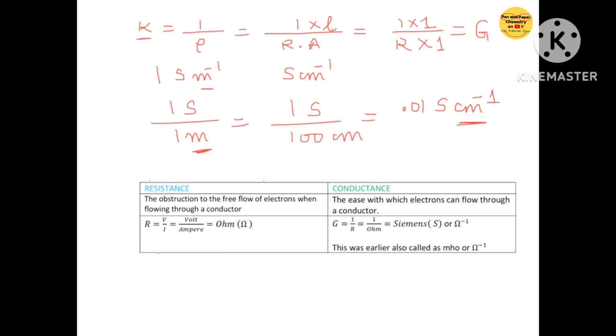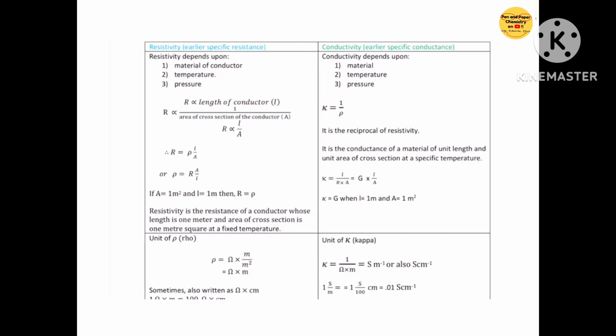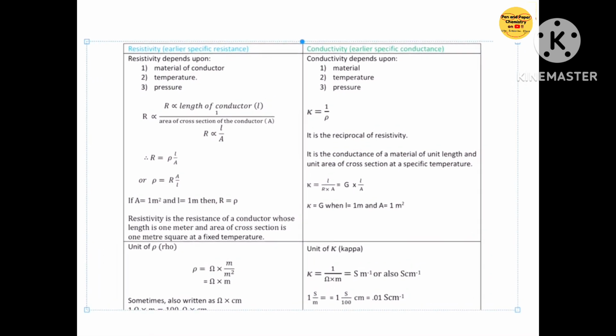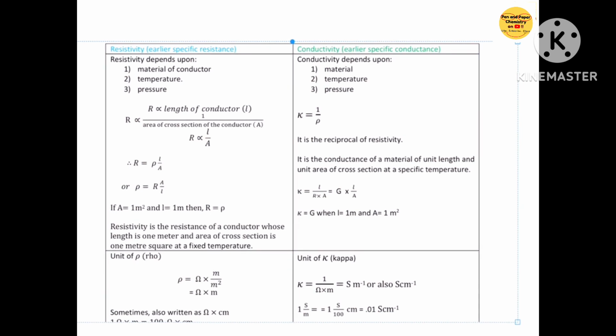So you may want to tabulate your learning in the form of the chart that I have put over here: resistance and conductance, definition, units, and the same for conductance as well. Similarly, you have the differences between specific resistance and specific conductance, or what is more appropriately now known as resistivity and conductivity. It would be in your best interest to note it down. Okay, let's go on further.